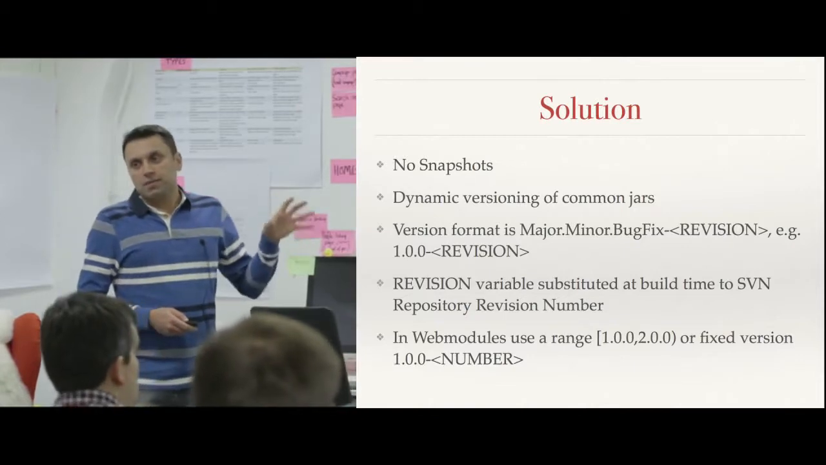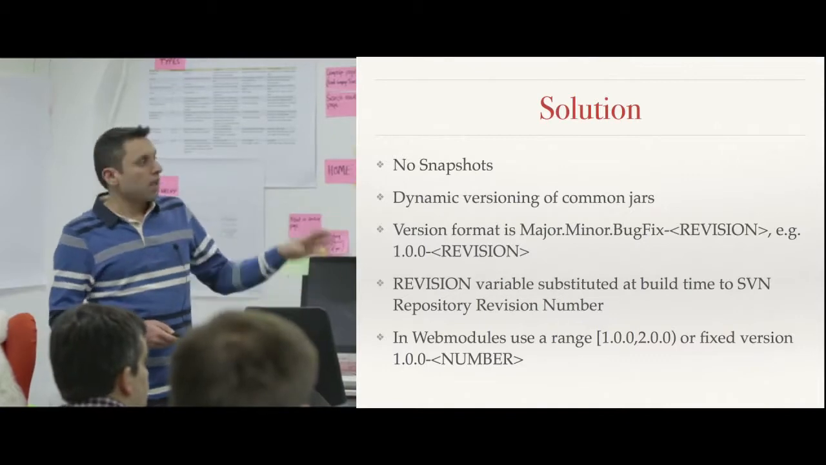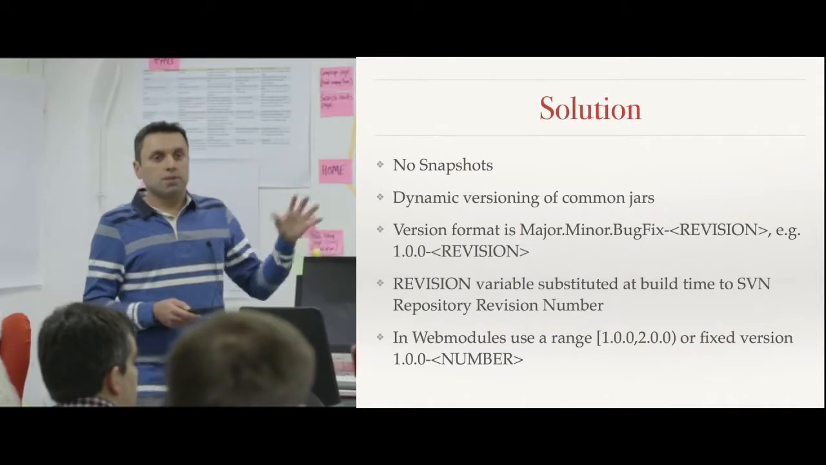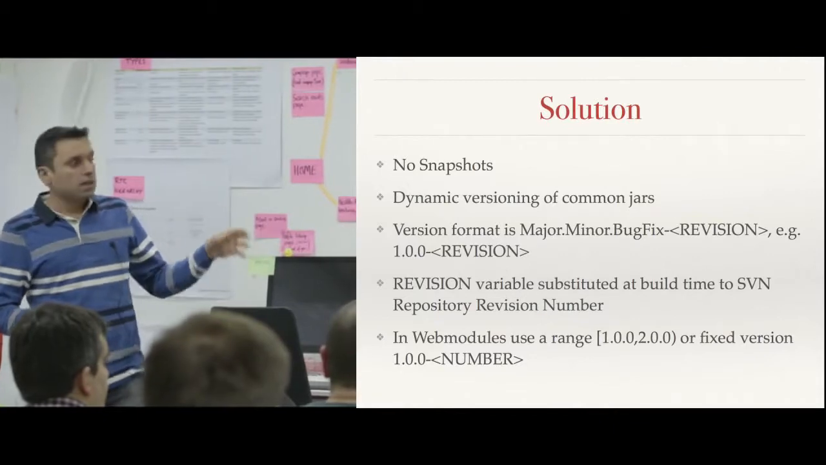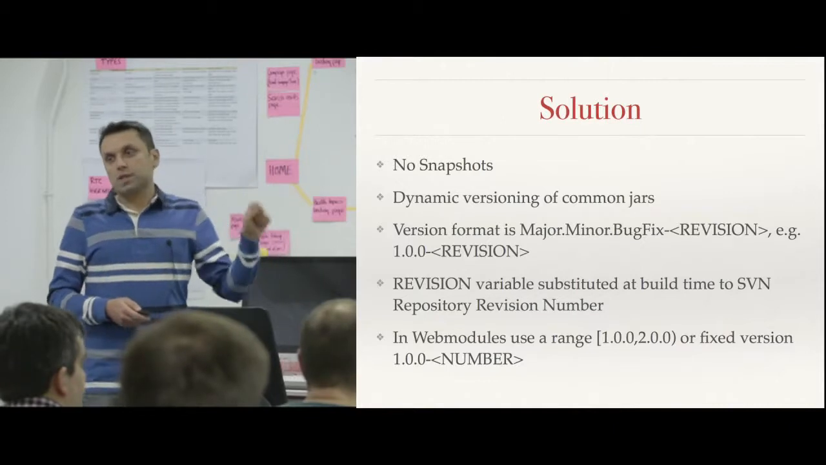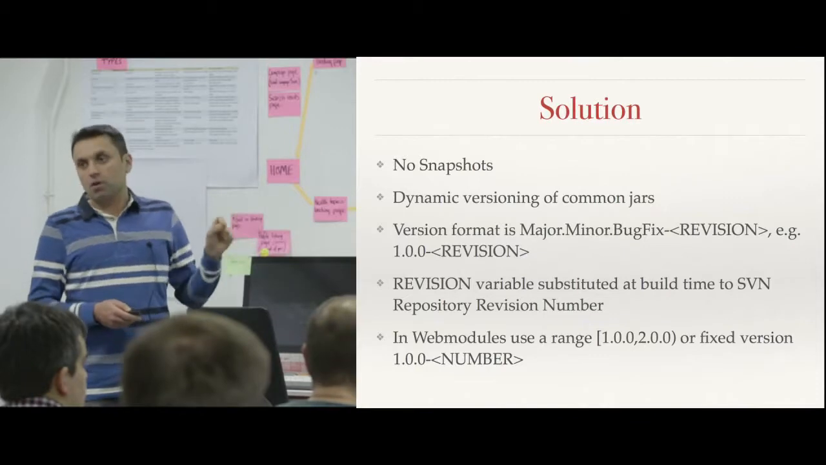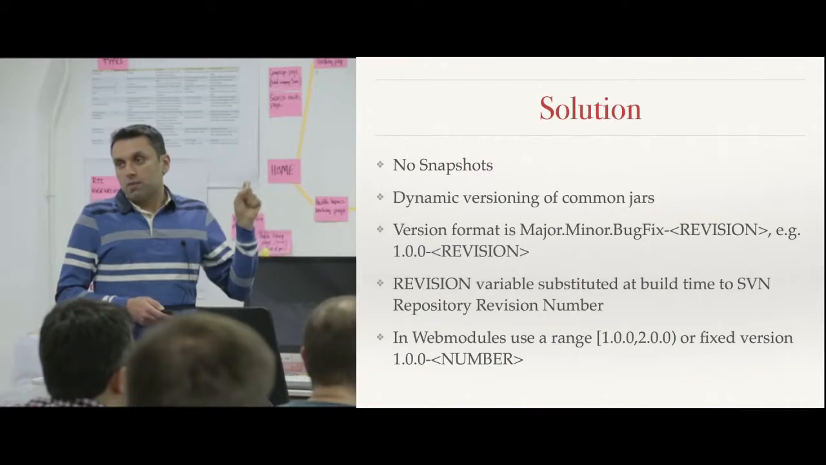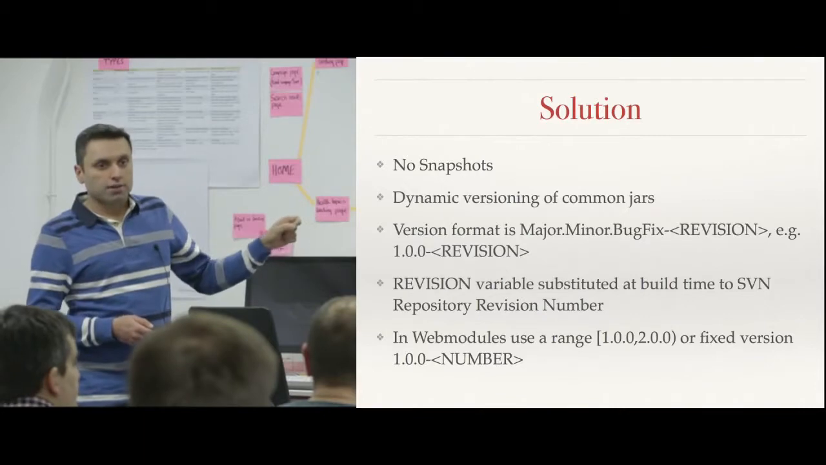So the solution that we have put in place right now is not to use snapshots at all. For those common jars, we do, I don't know whether it's the right term, automatic versioning or dynamic versioning of those common jars for every build. How is that achieved? In the POM file, where we used to use snapshot for the common jar, it is replaced by a variable called revision. The value of that variable will be the SVN repository revision number that built that jar.